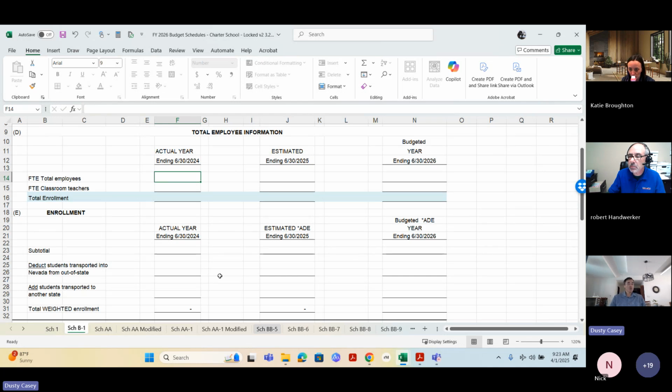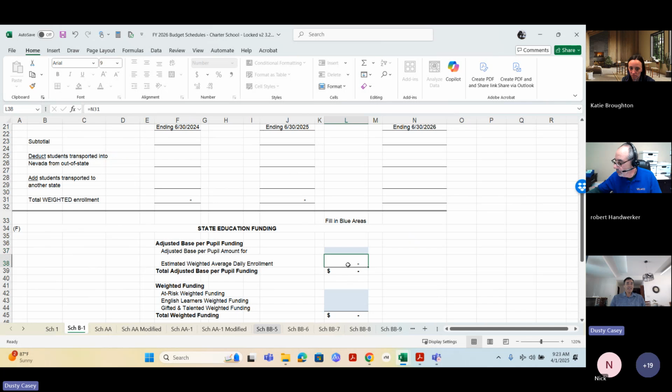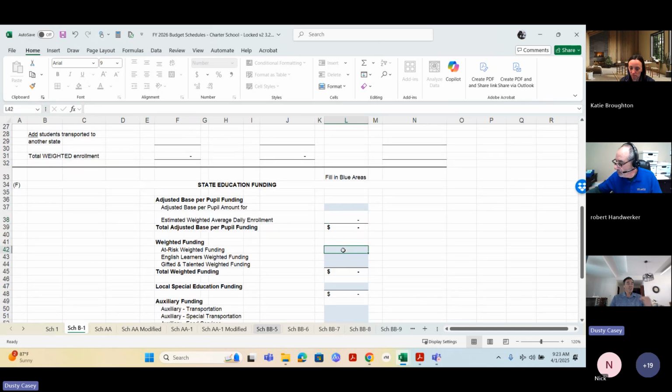I do know some schools are budgeting increases in ELL and at risk based on their October 1 count from this current school year. That's fine. So that's up to you guys how you do that. But great question. Yes.